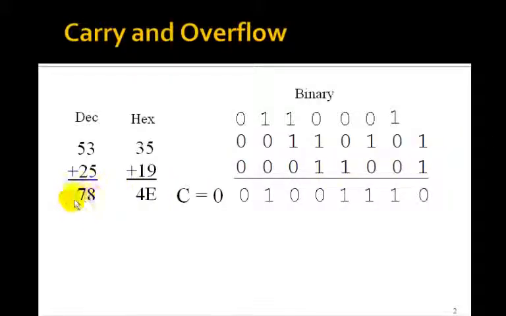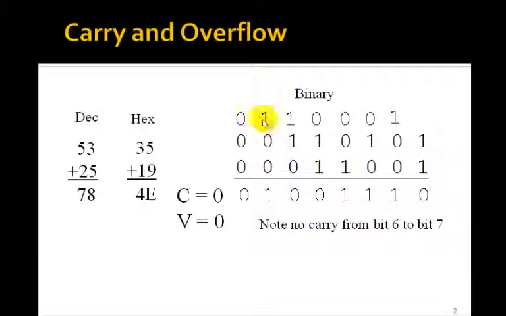Well, it's 0 because 78 is less than 255, so this is the correct unsigned answer. Here it is, 4E, just as we would expect. However, the overflow bit is also 0 because 78 is inside the range minus 128 to plus 127. So thought of as signed numbers, this is a positive 53, this is a positive 25, and the answer is positive 78 decimal, which is correct. So the overflow bit is set to 0. Now note that we had no carry from bit 6 to bit 7, and we had no carry from bit 7 into the carry bit. And any time that happens, the overflow bit will always be set to 0.